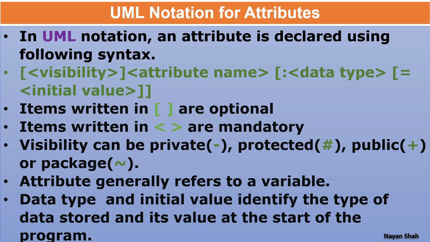Attributes generally refer to a variable. Attributes are nothing but variables, and the data type and initial value identify the type of data stored and its value at the start of the program. So, data type and initial value. Suppose the data type is character, that indicates that in this variable you can store only a single character. So that is what is identified by the data type.